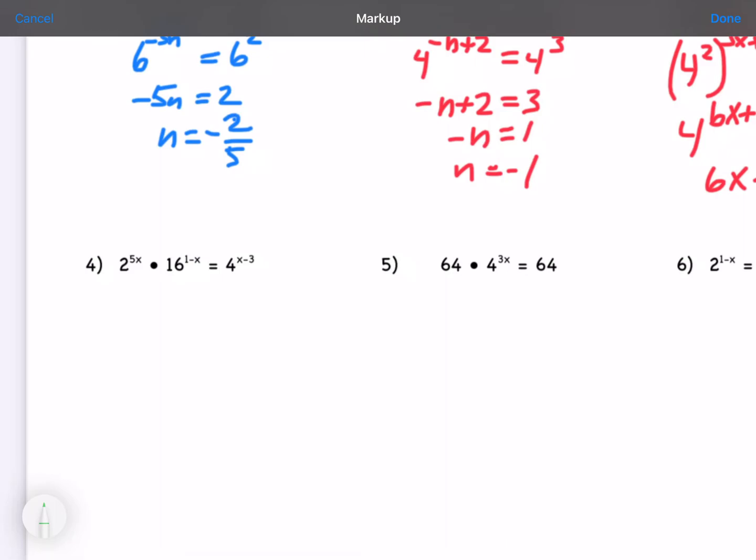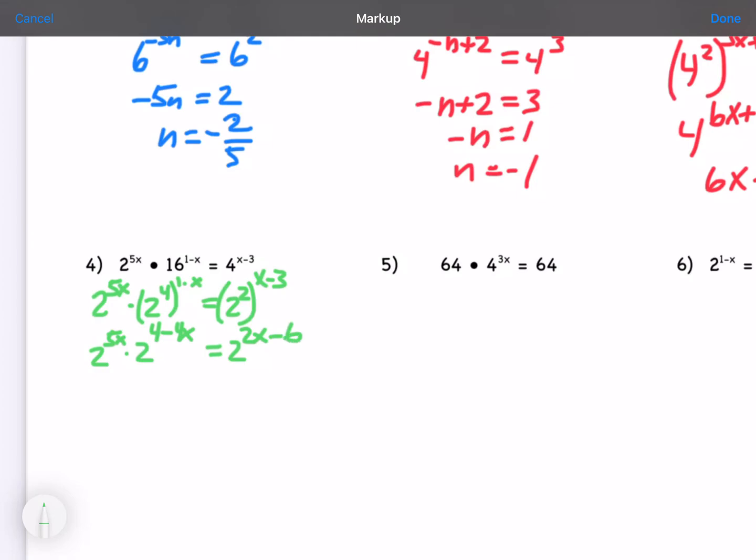All right, number 4, we have 3 different bases. So we're going to go to the lowest one. We're going to have to use 2. So this is 2 to the 5x. 16 is 2 to the fourth raised to the 1 minus x. And this becomes 2 squared raised to the x minus 3. So it's 2 to the 5x times 2 to the 4 minus 4x equals 2 to the 2x minus 6. Because power to a power, we have to multiply.